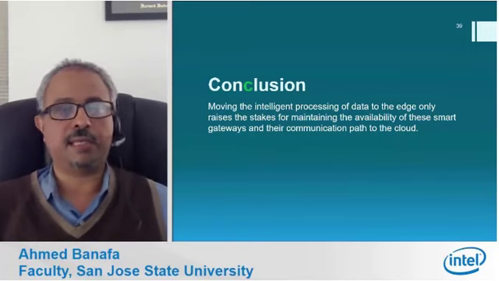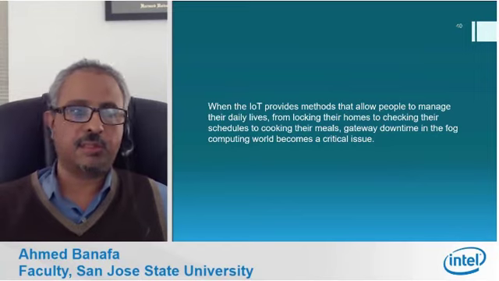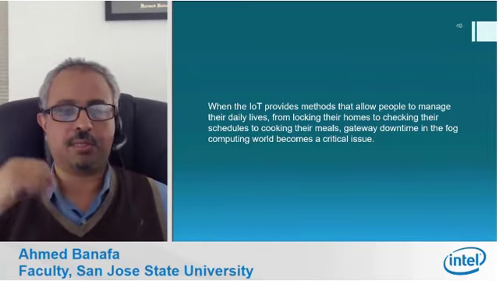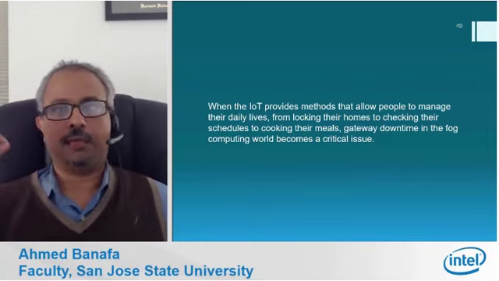When IoT provides ways and means that allow people to manage their daily lives, from locking the doors, checking their schedule, checking their heartbeats, cooking their meals, gateway downtime in fog computing becomes a crucial issue. And we talked about the case of smart gateways, how they will really be at the heart of edge computing. Resilience and failover solutions that safeguard those processes will become more and more essential. That's another area where you will see the market looking when it comes to edge computing.